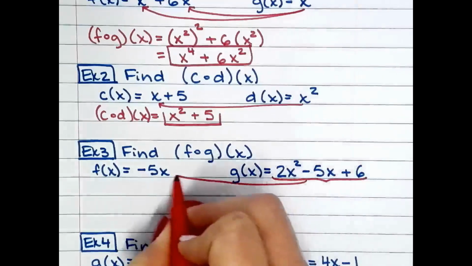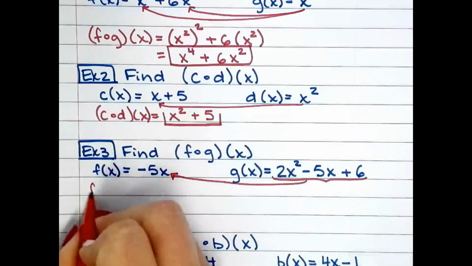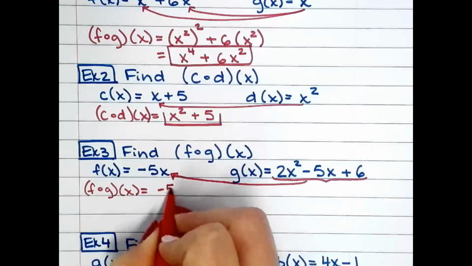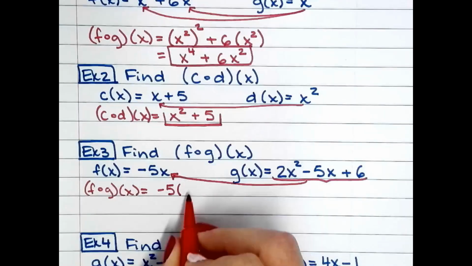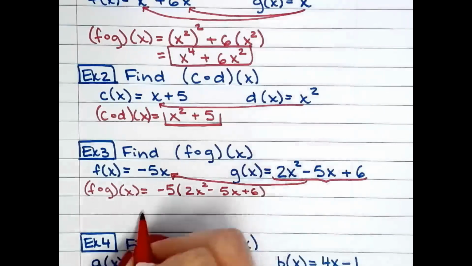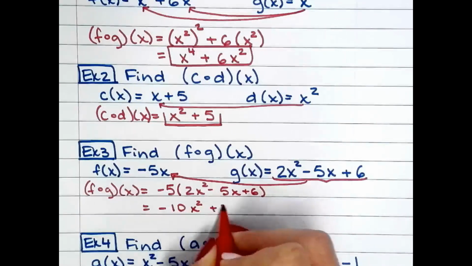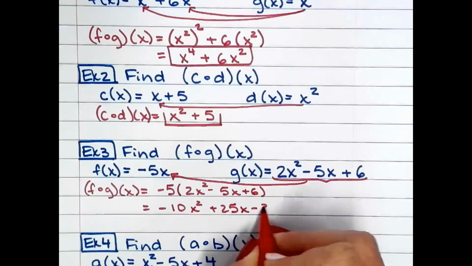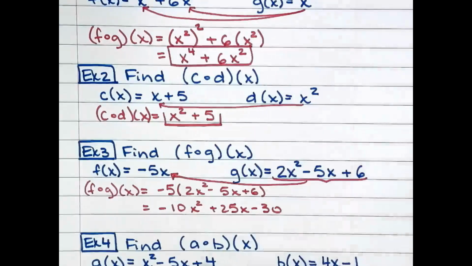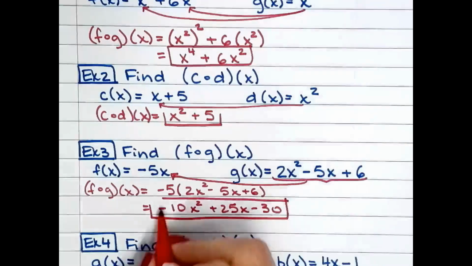So this will go right there. So f compose g of x. So negative 5, substitute 2x squared minus 5x plus 6. Now distribute. There's nothing I need to combine. There's nothing I can simplify. So voila, that's my final answer right there.